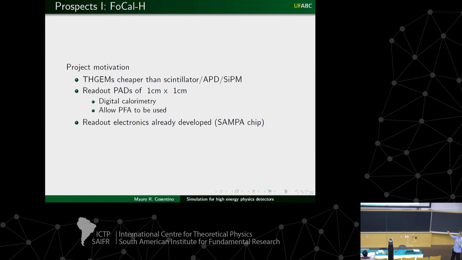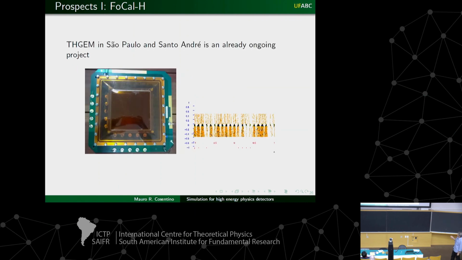And since you have this digital calorimetry feature, this allows us to have a detector that is consistent with particle flow algorithms, right? That will become the standard way of doing analysis. And also there's our rising star, the SAMPA chip, that is already there, and then we can just use it as the readout electronics. This is some of the things.